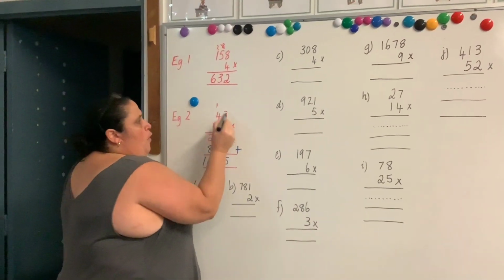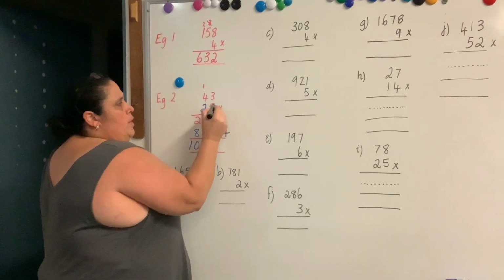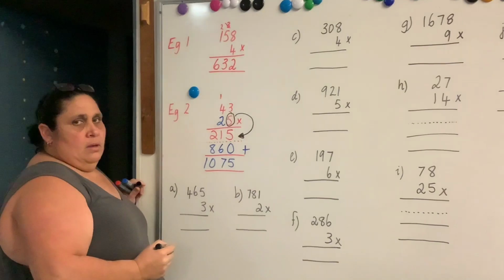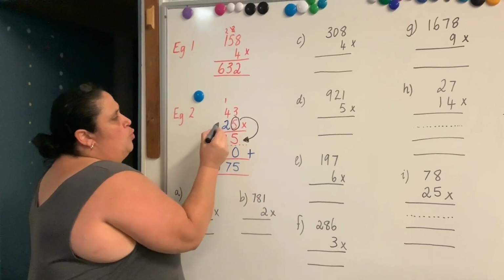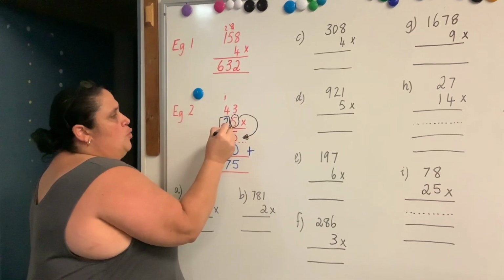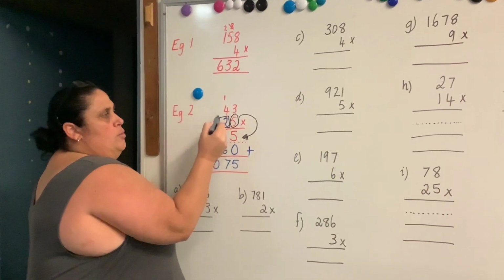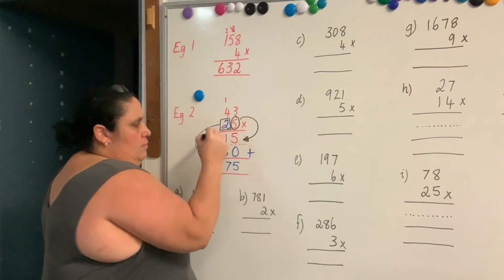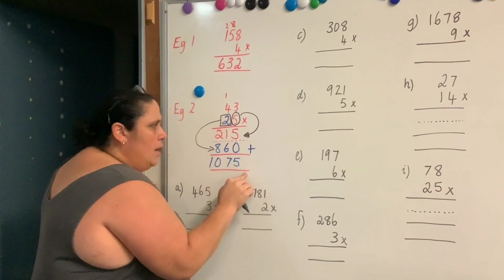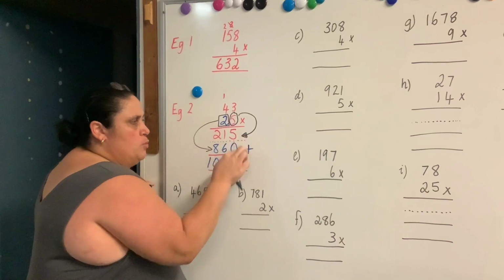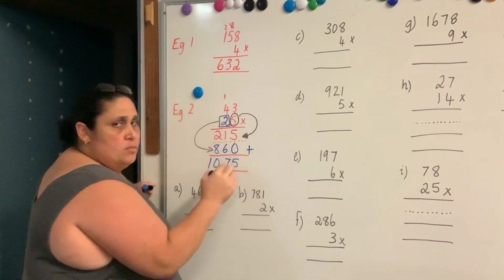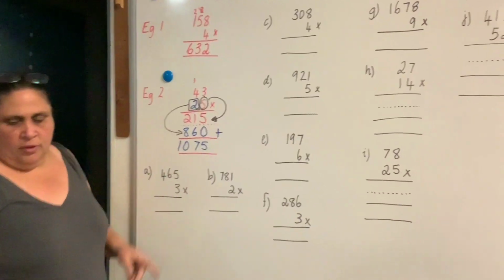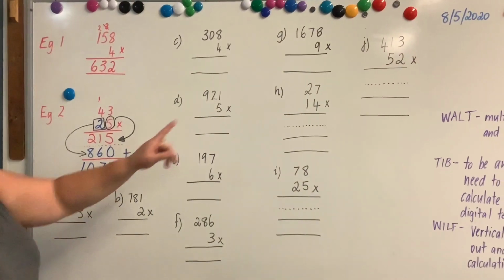5 groups of 43, this one here, is on this line. If I now look at this as the 20, and I put a square around this one, 20 groups of 43 is here. 25 is down here. This number here, our answer, is 25 groups of 43, because we've added our 5 times and our 20 times together.